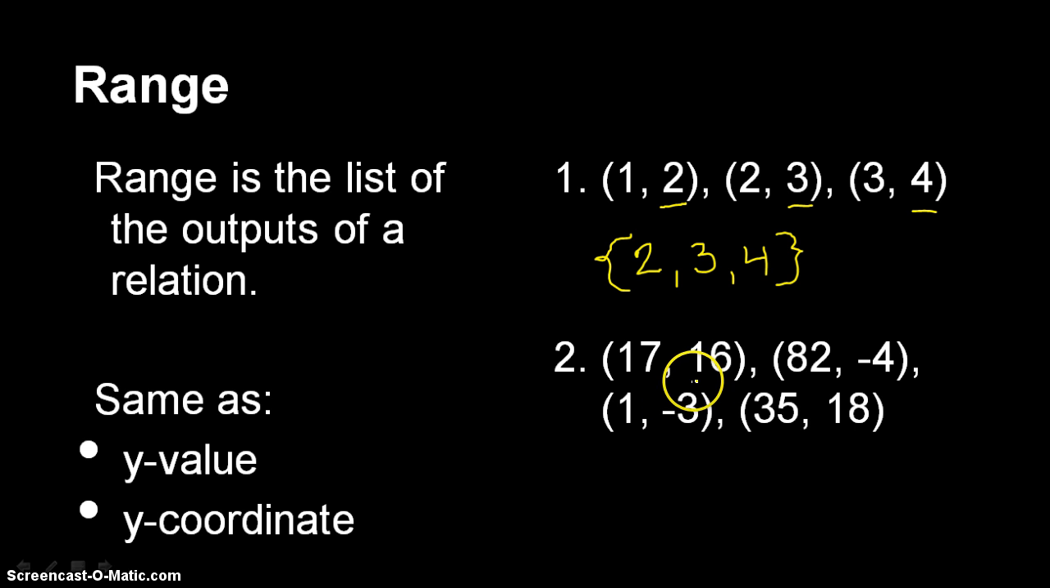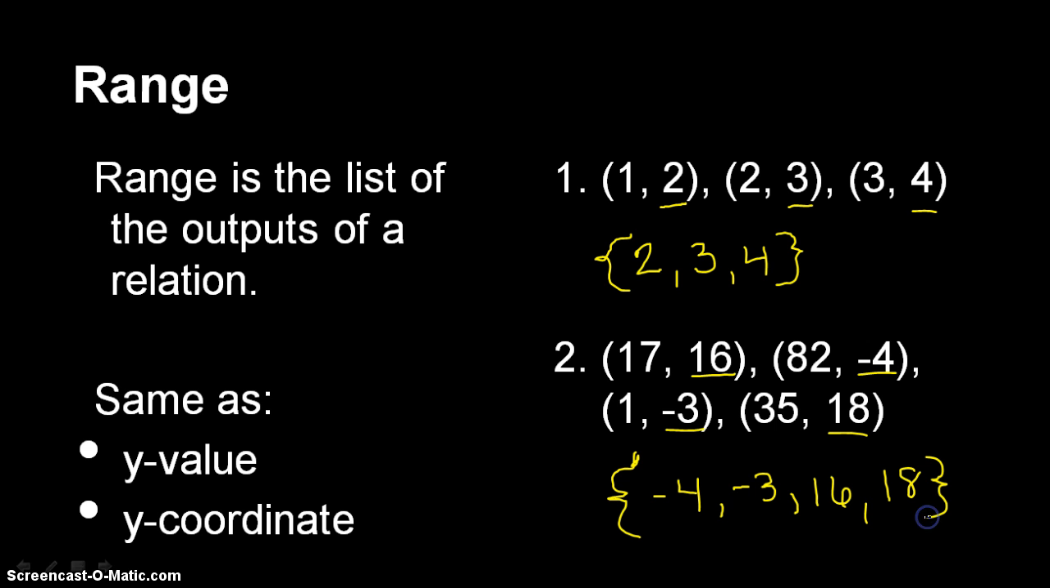This second example, 16, negative 4, negative 3, and 18 are all part of the range. They need to be placed into number order. So the first number would be negative 4, negative 3, 16, and then 18. That would be your range.